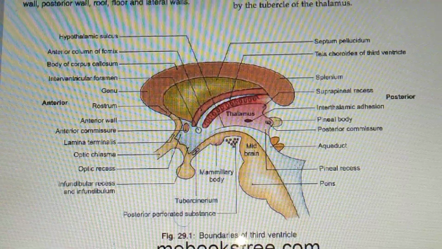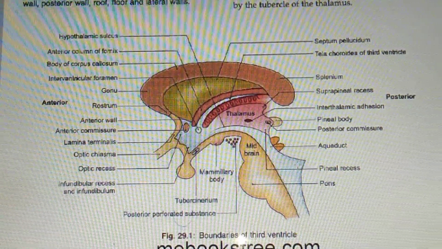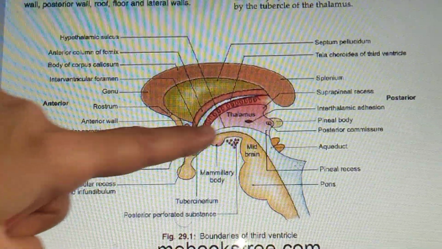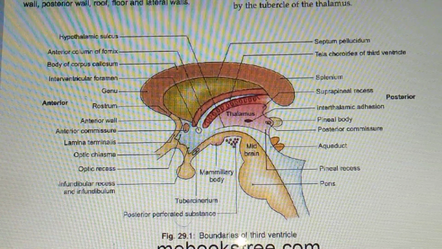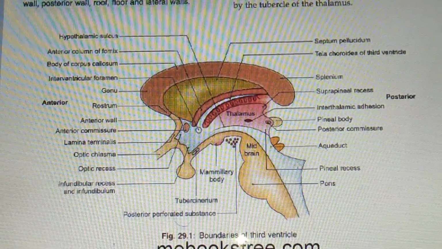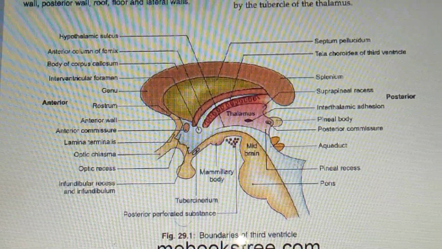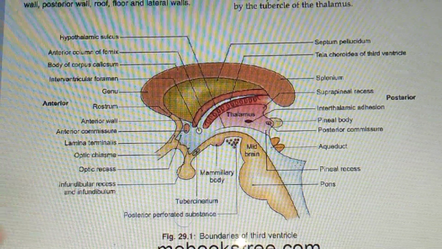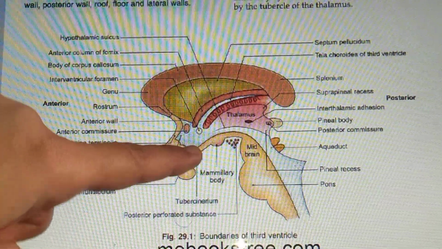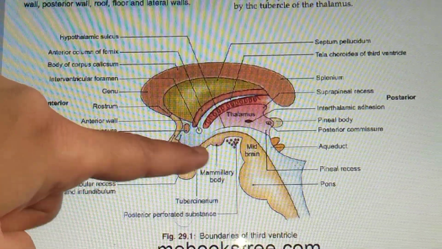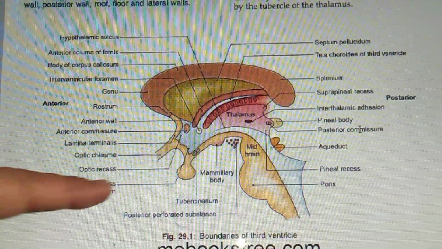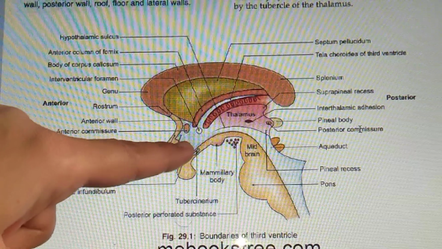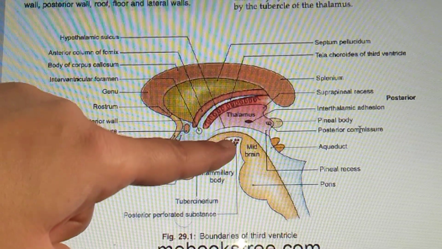Next is the floor of the third ventricle. It is formed by the hypothalamic structures, right? Here is the hypothalamus. This all is the hypothalamic region, and the floor is formed by these hypothalamic structures. First is the optic chiasma. Here you can see the optic chiasma shown, right? Then the tuber cinereum, then comes the infundibulum, you can see the infundibulum shown here. Then comes the posterior perforated substance, right?